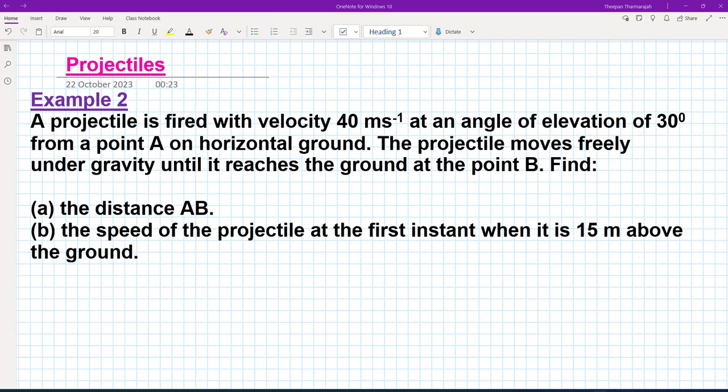Here's a question for you to try. You can pause the video. When you're done, I will go through my worked solution.